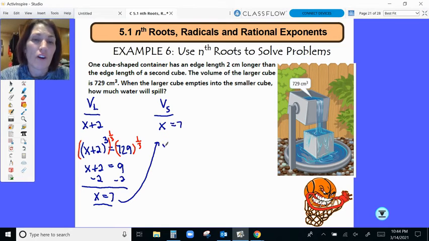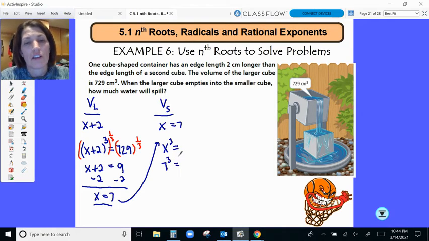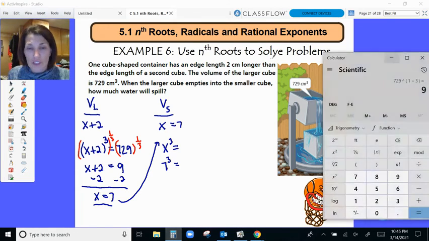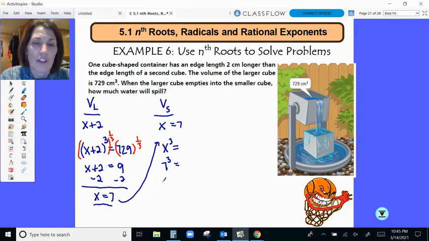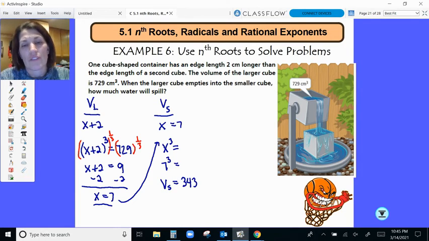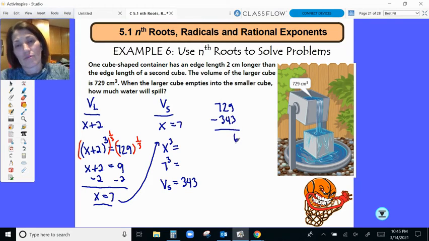So the volume of my smaller cube is x cubed, so 7 cubed. 7 times 7 is 49. Let's do 7 to the 3rd power, which is 343. So the volume of my smaller one is 343. Now they want to know how much water is going to spill out. So basically we're going to take that 729 and subtract the volume of my smaller cube, 343.